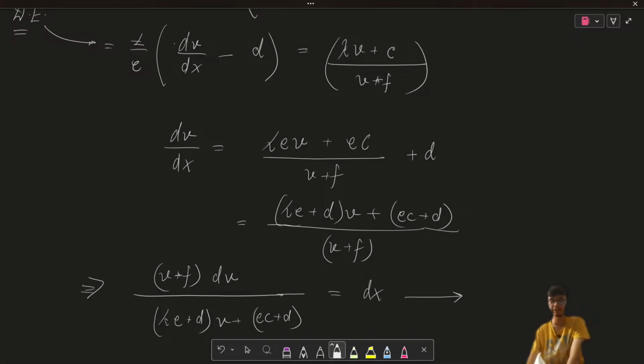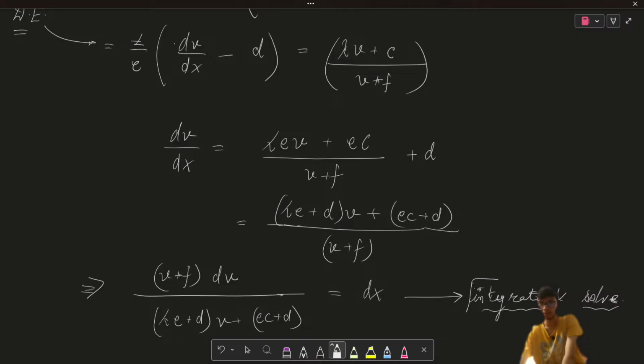And then I can solve it easily in the variable separable form, right? So integrate to get the answer from here. Integrate and solve the final result.